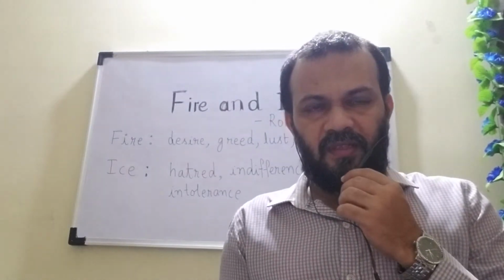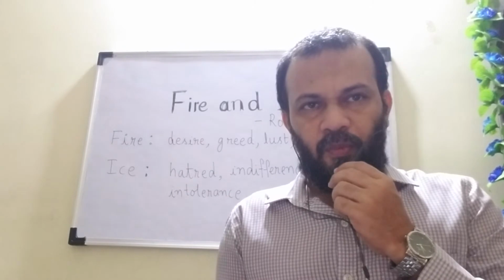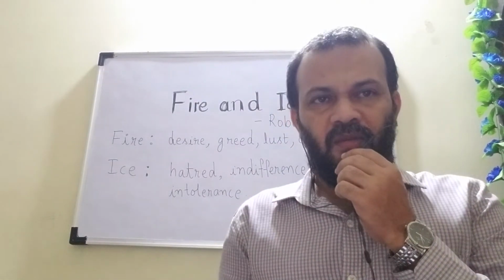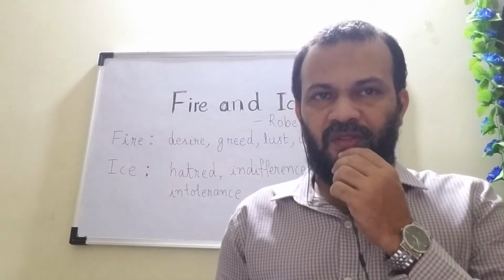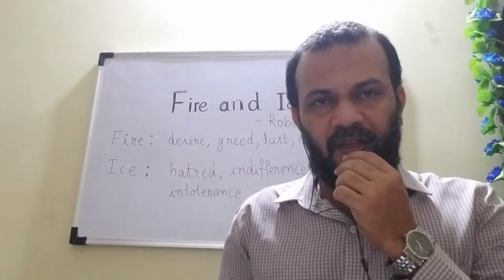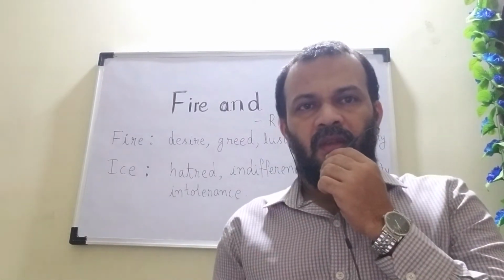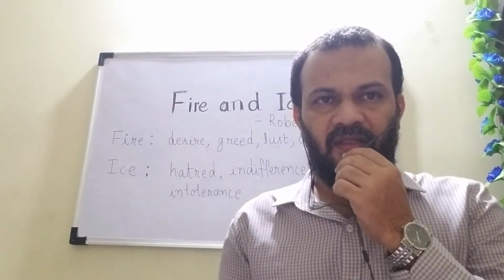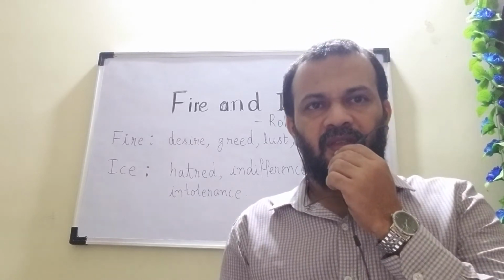This poem is a symbolic poem. The poet has cleverly used two symbols in this poem. The symbols which the poet has used are fire and ice. In this poem, fire stands for desire, greed, lust, conflict, and fury.